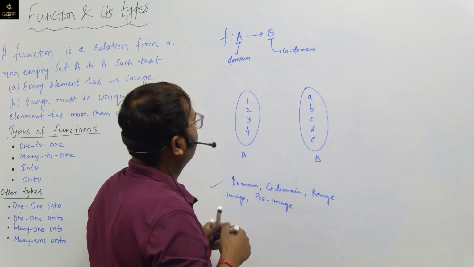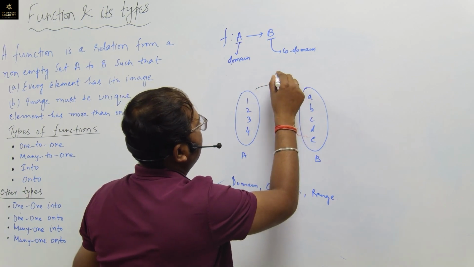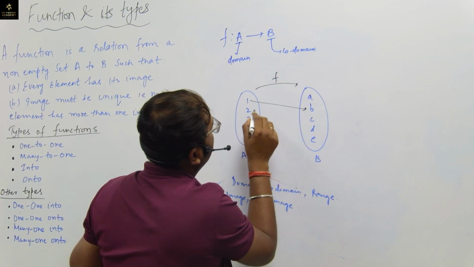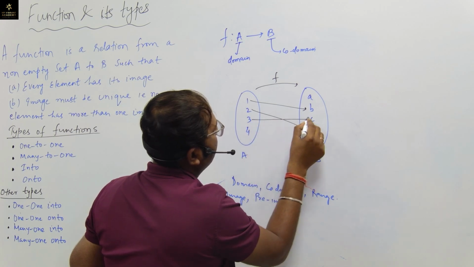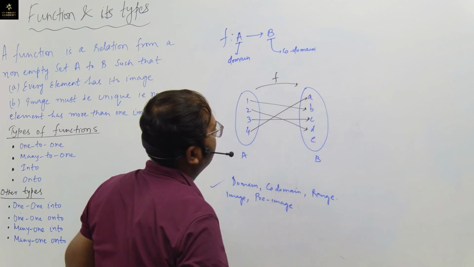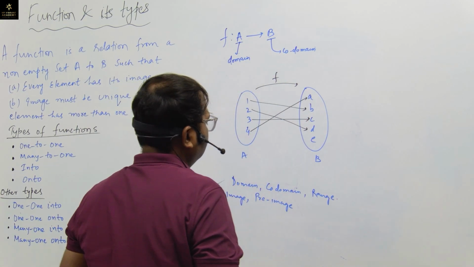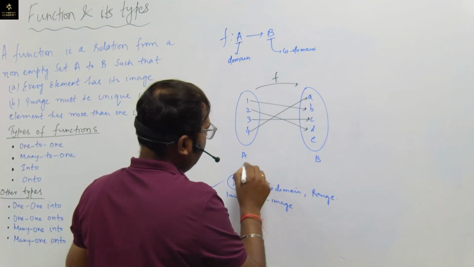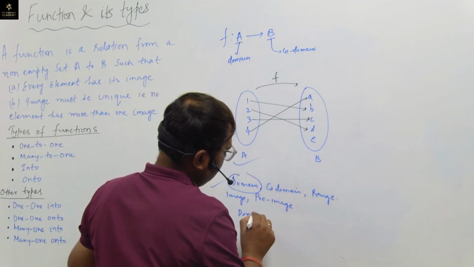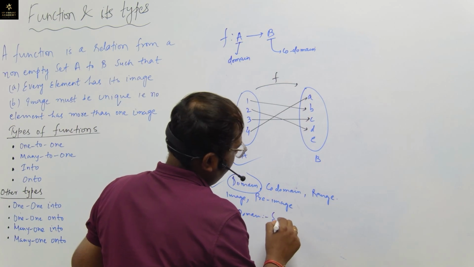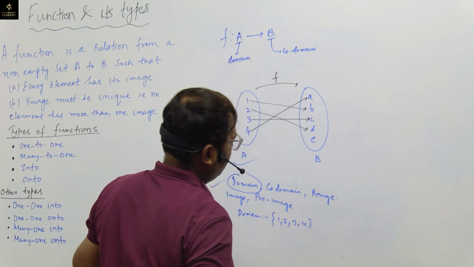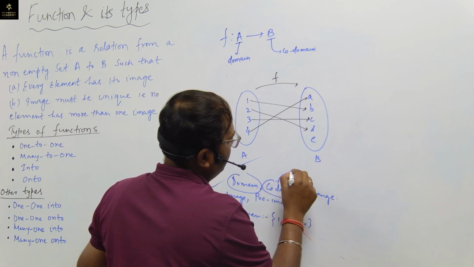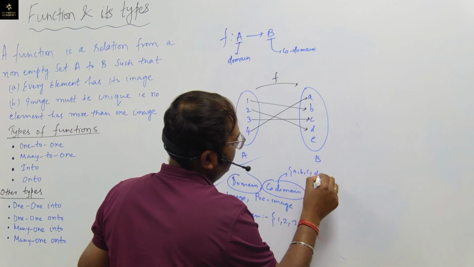Let us map this. We have that f is a relation from set A to set B. So 1 goes to b, 2 goes to d, 3 goes to c, and 4 goes to a. What is domain? This set A is called domain. So domain is equal to set A, that is 1, 2, 3 and 4. What is our codomain? Set B is our codomain, that is a, b, c, d and e.